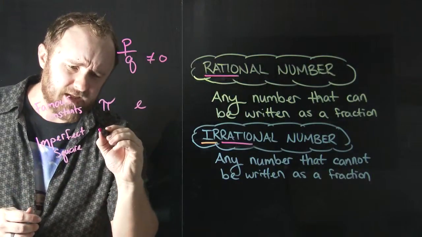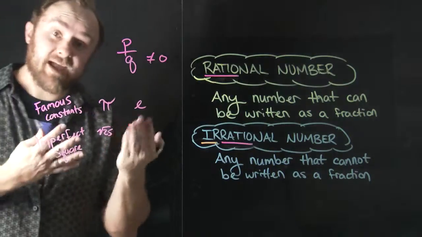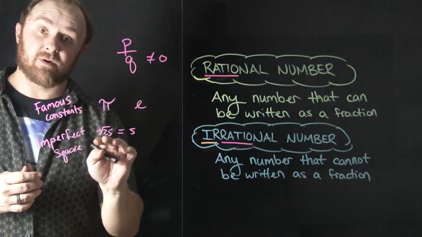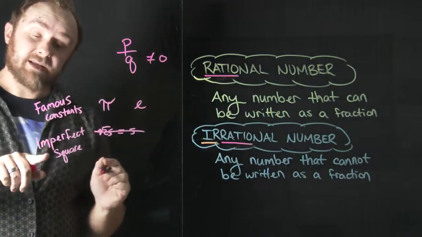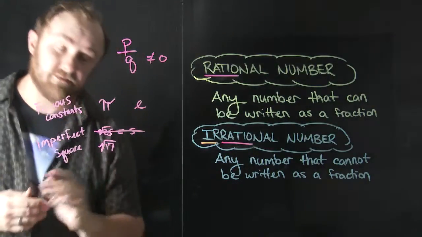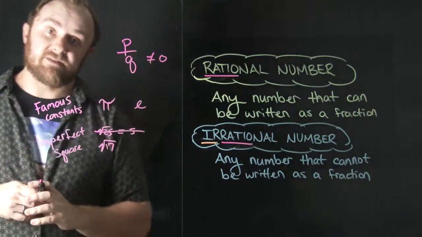So for example, we talked last video about the square root of 25. The square root of 25 has an actual pure number that makes this true. 5 is the square root of 25 because 5 times itself is 25. So that's called a perfect square. But irrational numbers are imperfect squares. So the square root of 17, for example. There's no number that, when multiplied by itself, will equal 17.